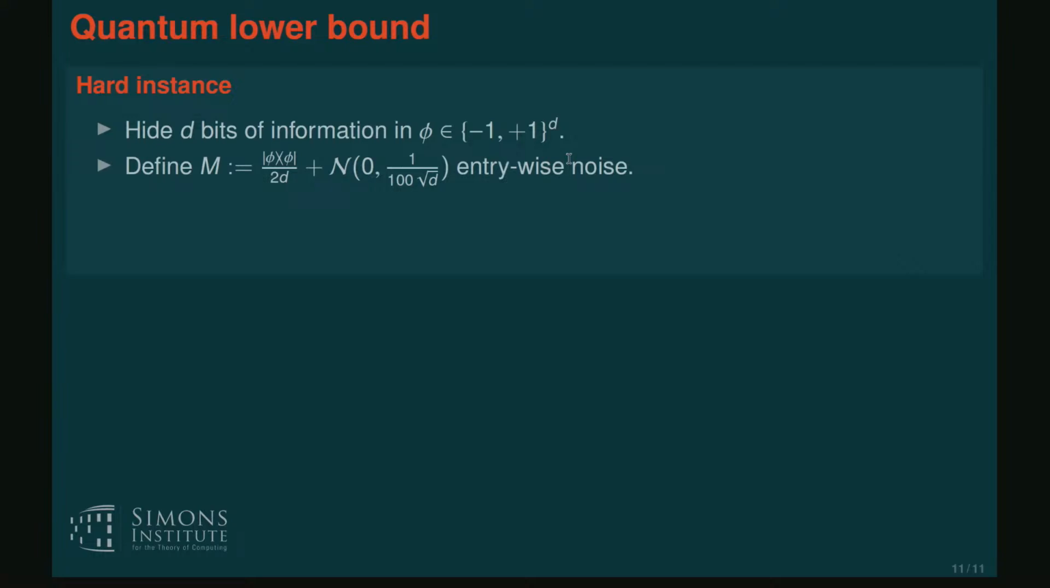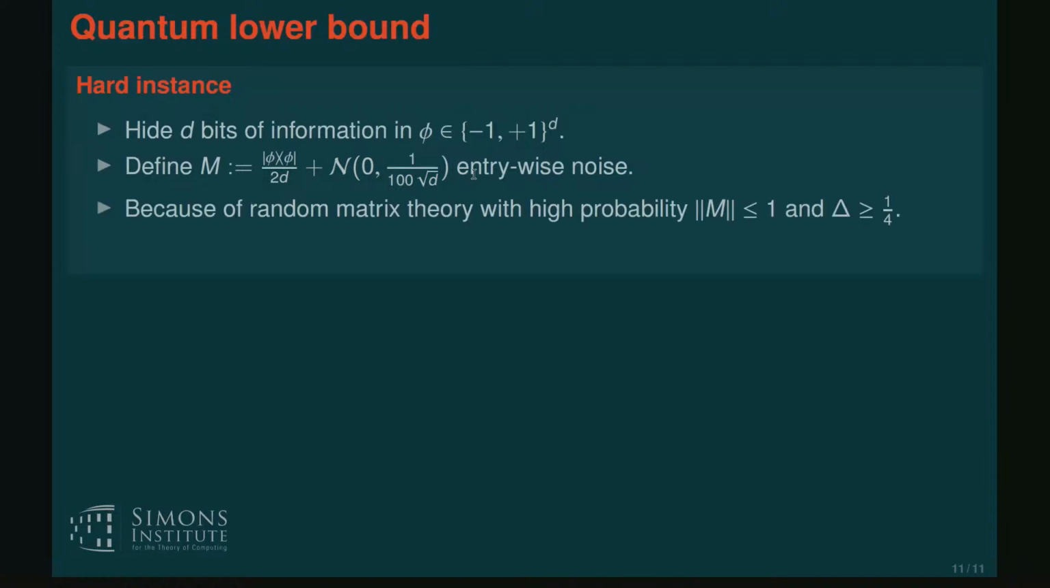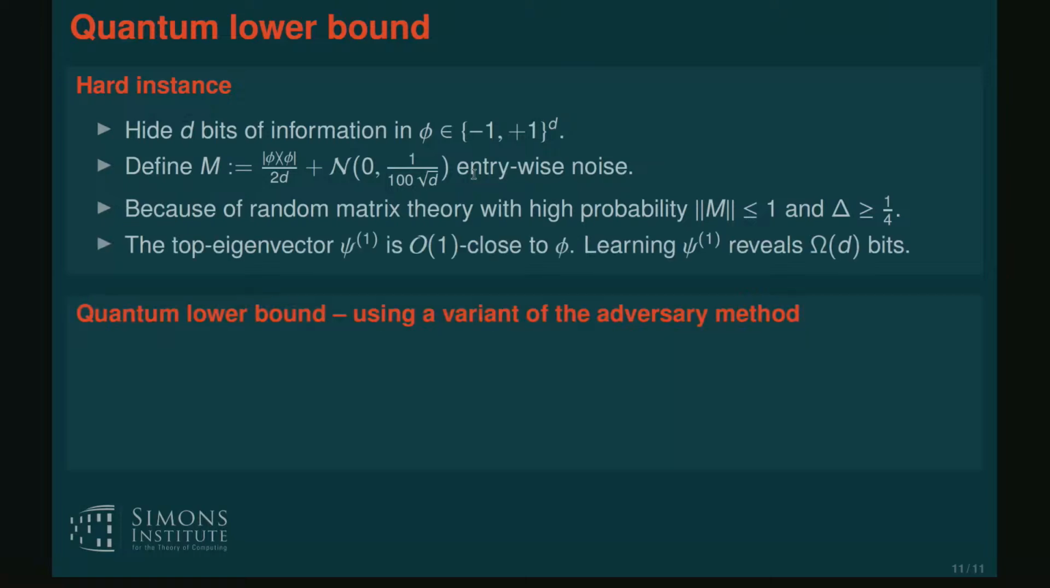And the noise is much bigger. So this is a matrix with plus minus 1 over 2d entries. And the noise is much bigger. It's roughly 1 over square root d entry-wise. But it's IID Gaussian or whatever noise that I add here. And because of random matrix theory, we know that this noise doesn't add up very much. It kind of points in all directions. And therefore, this matrix has a small operator norm, and the gap remains large, even though the noise is a whole lot bigger than the signal that I hid there. So this is the hard instance.